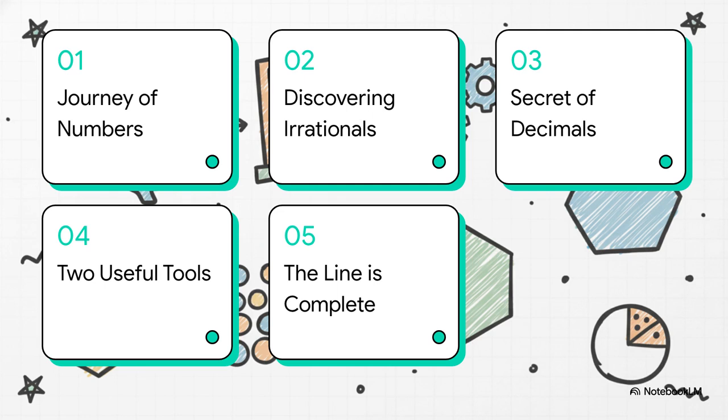So where are we headed? Think of this as our roadmap. We've got 5 main stops. First, we'll kick things off with the journey of numbers itself. Then we'll stumble upon some mysterious, irrational numbers. After that, we'll crack the secret code of decimals, get our hands on a couple of really useful tools, and finally, we'll wrap it all up by seeing how our number line gets totally complete.